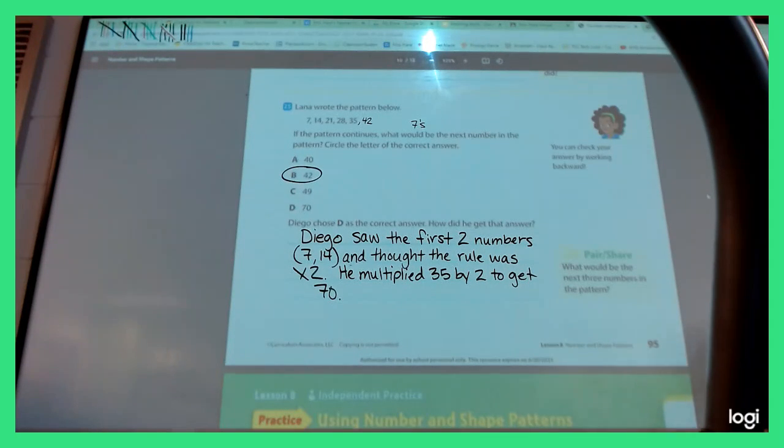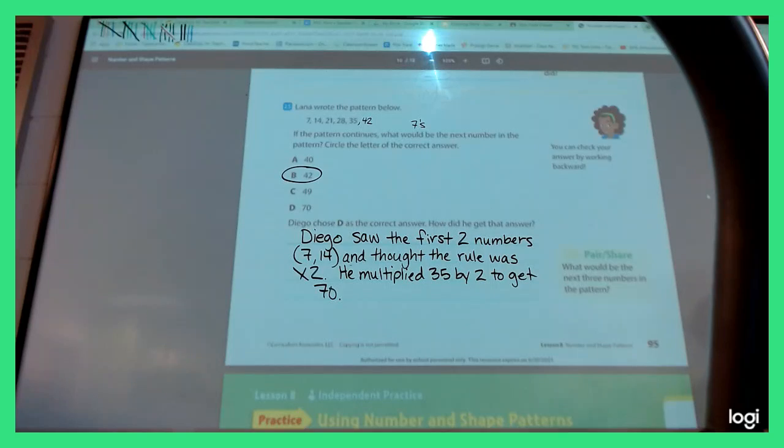So it's important. You can't just look at the first two numbers and say, oh, I know the pattern. You've got to look over and over, right? You've got to make sure the pattern continues. Hayden? I added 14 and 7 and got 21. All right. So what do you mean by like the pattern continues?